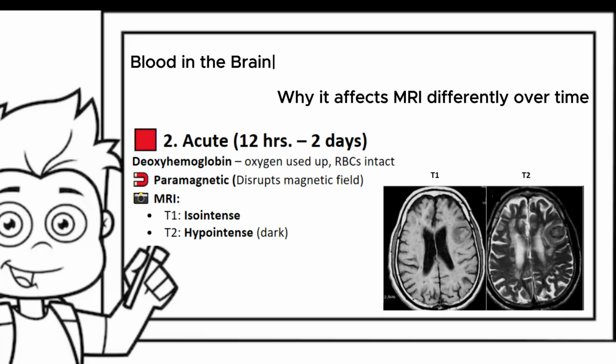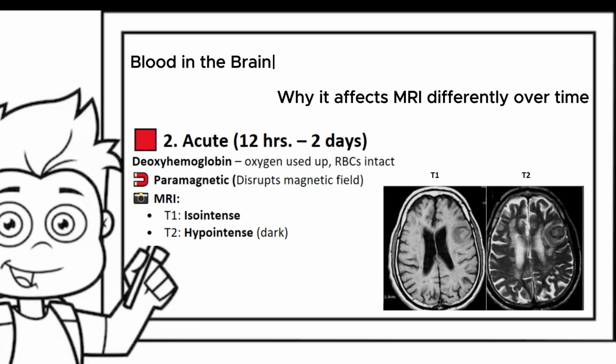Now, things have begun to settle down, and we are now past 12 hours. We are between 12 hours to 2 days, and we call this the acute phase. In this phase, our red blood cells are still intact, the oxygen has been used up, and right now we have something we call the oxyhemoglobin.